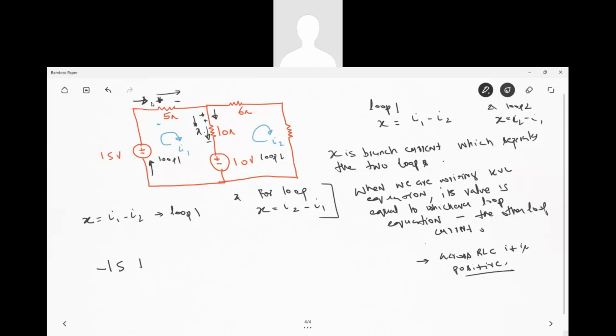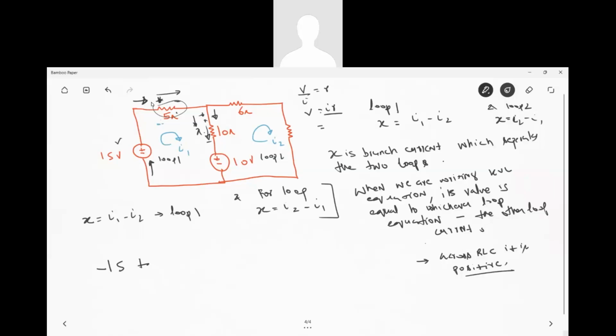Then I1 minus I1? No, no, no. Here it's 5 into I1. This was voltage, this is resistor into. See, this is KVL you are writing. KVL means V you are writing. V by I is equal to R, right? So V would be I into R.